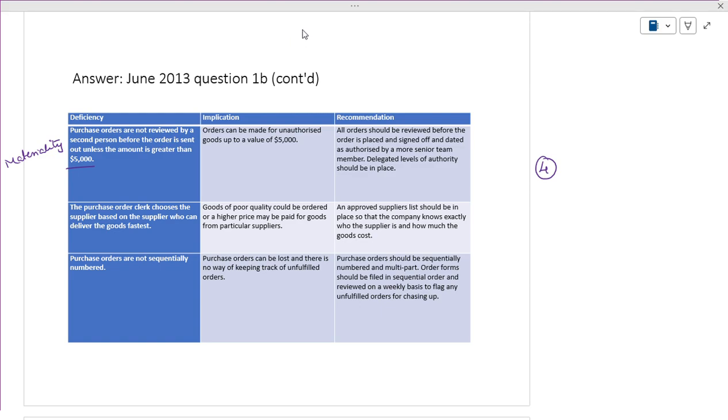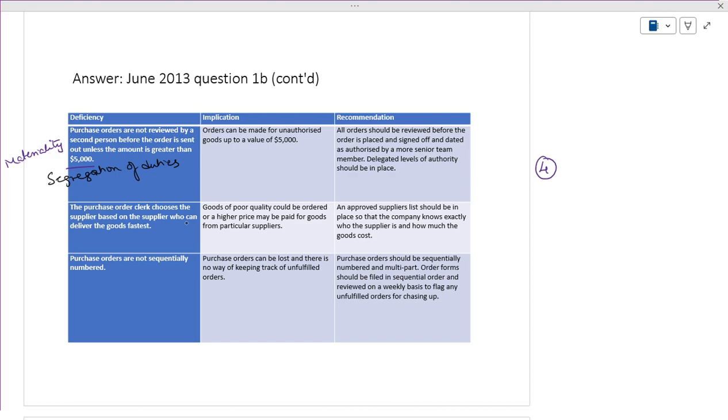It is a material. 5,000 is not a small amount. This is the deficiency. Purchase orders are not reviewed, and there is no segregation of duties. Is it right? There is no segregation of duty. What is the implication? Orders can be made without authorization.